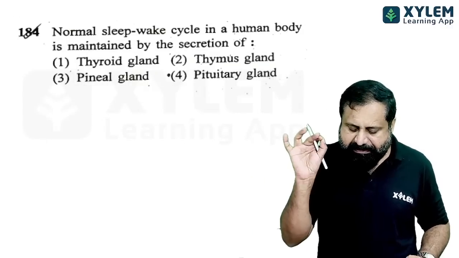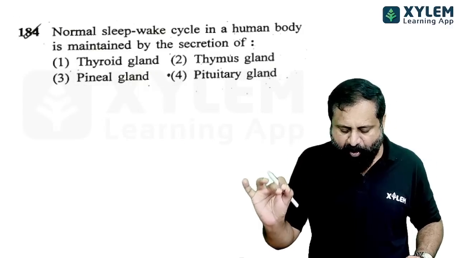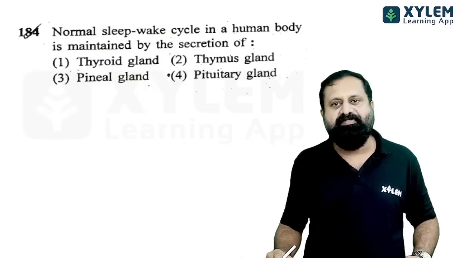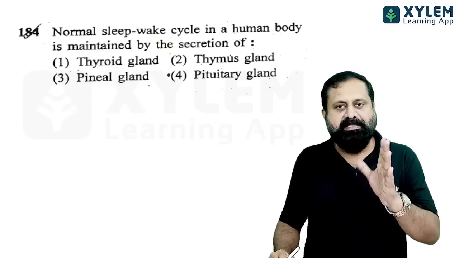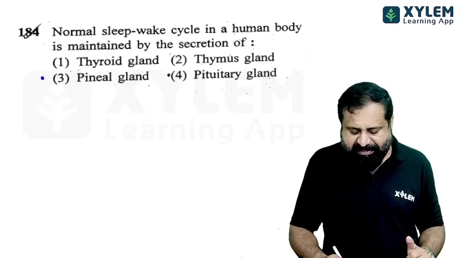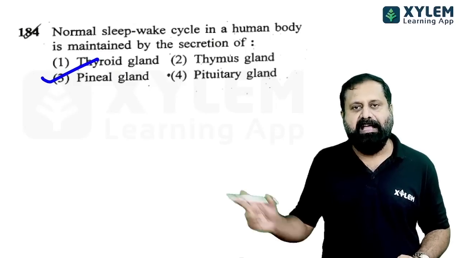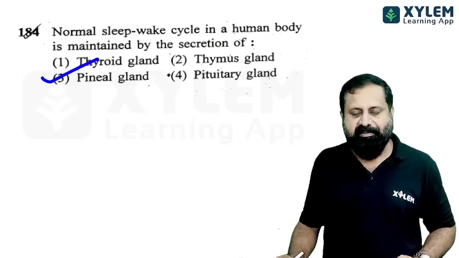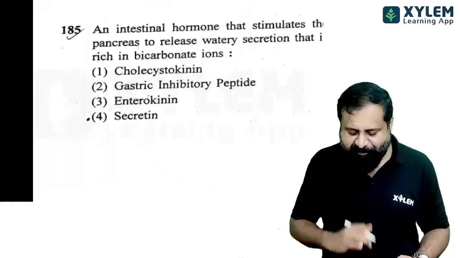184, normal sleep wake up cycle in human body is maintained by the secretion of, the biological clock of the body, that is pineal gland. So answer is 3, pineal gland. It is coming in your chemical coordination and integration.